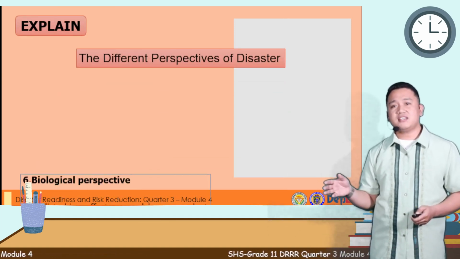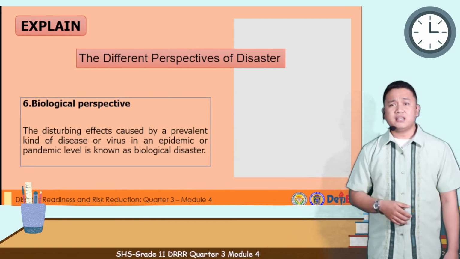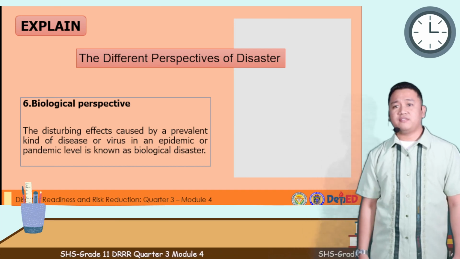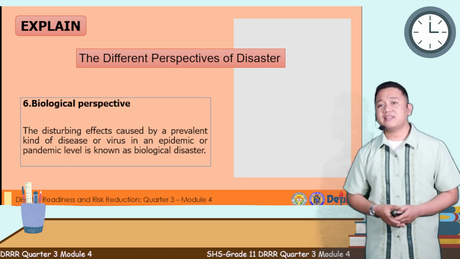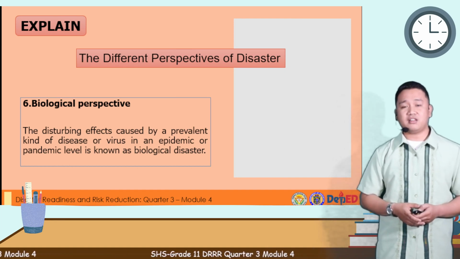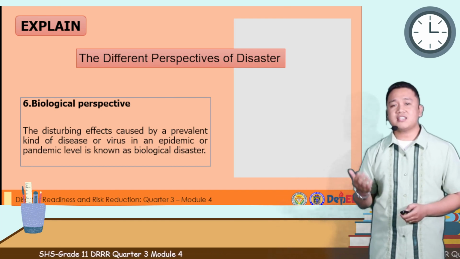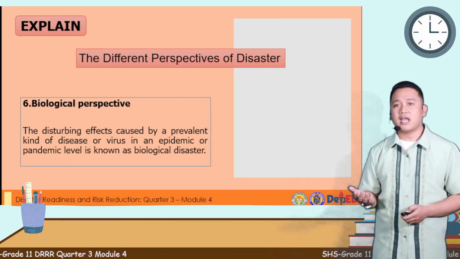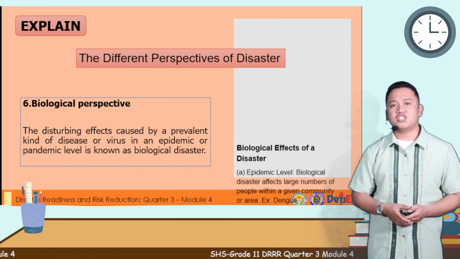For number 6, we have the biological perspective. The disturbing effects caused by a prevalent kind of disease or virus at an epidemic or pandemic level is known as biological disaster. Take note, if there is epidemic or pandemic, the perspective being affected is biological.